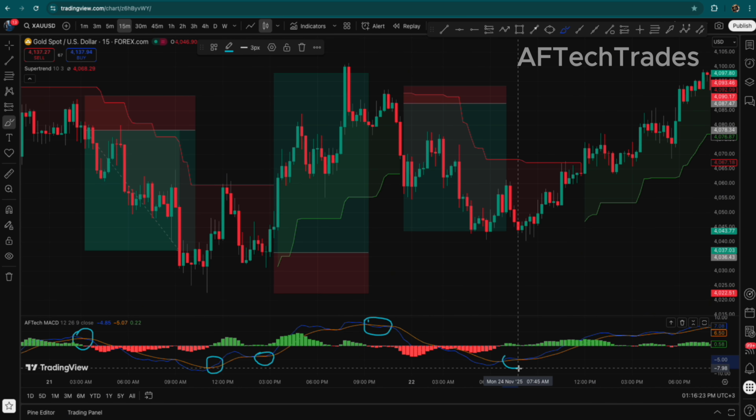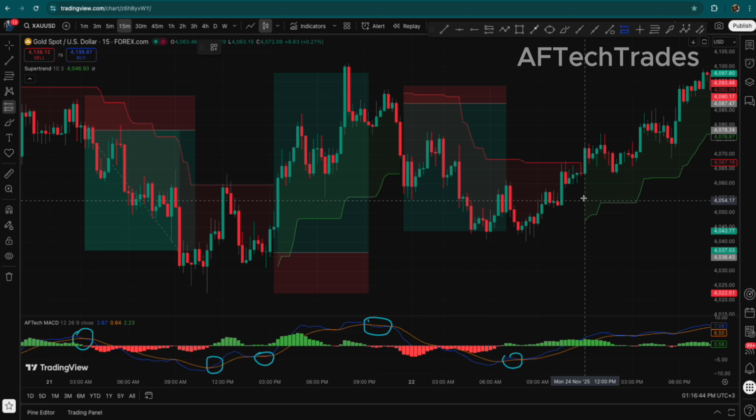We have another crossover here. Right? But we're not entering this market. Why? Because our super trend is still red. We need to wait for our super trend to be green. Right? Our super trend is green. Our MACD now is green also. So now we can enter a long position here.